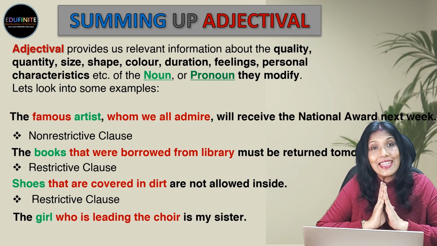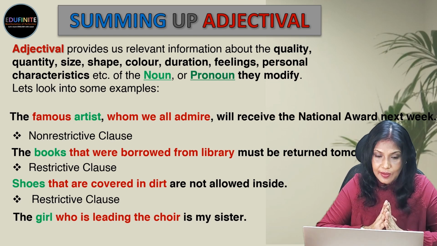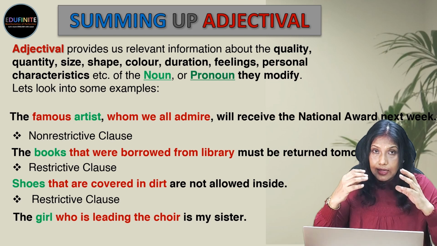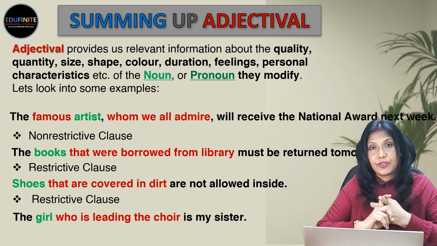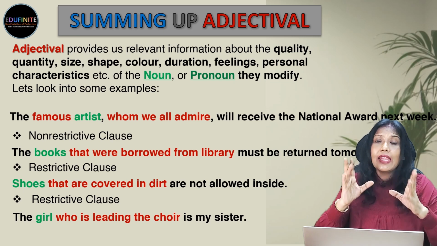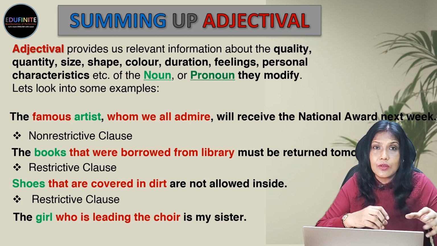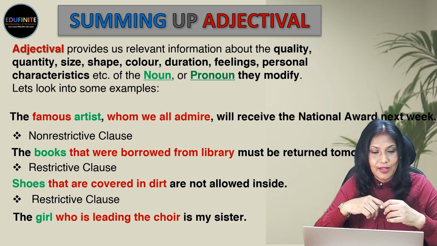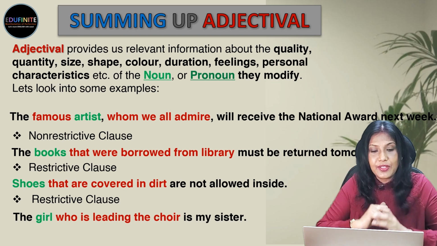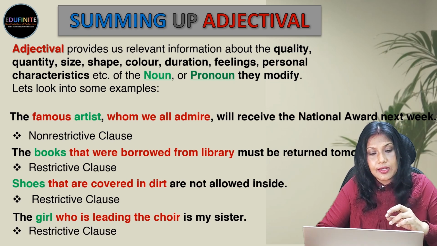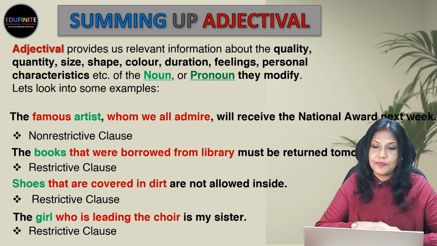Next, let's replace it with a clause. The girl who is leading the choir is my sister. So who is leading the choir is an adjectival clause as it begins with the relative pronoun who, and it tells us more about the girl. Which girl? Who is leading the choir. So she is my sister. So this is an adjectival clause. But again, this is an integral part of the sentence. So this is a restrictive clause.